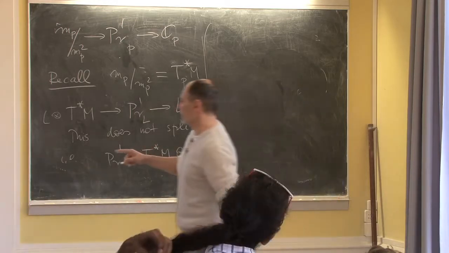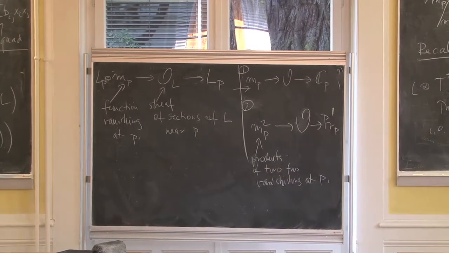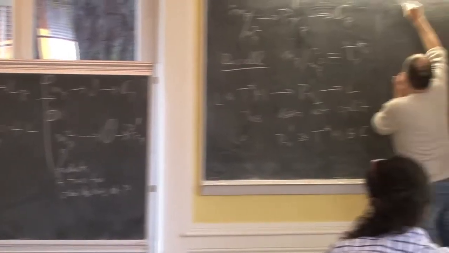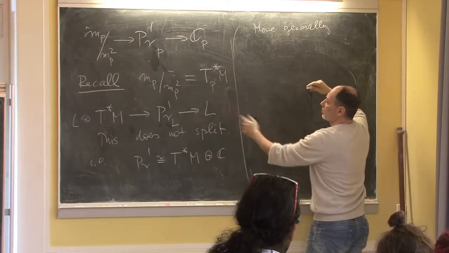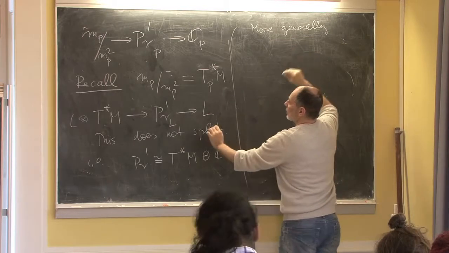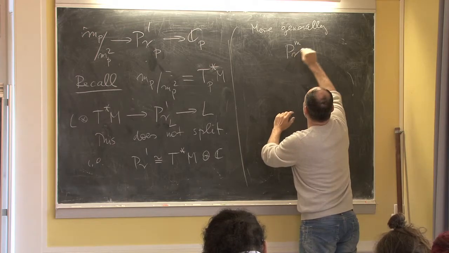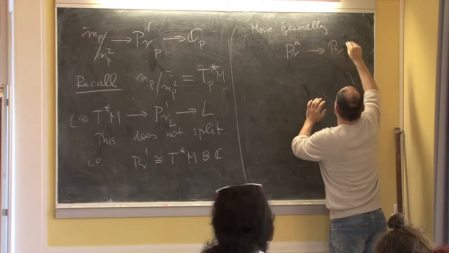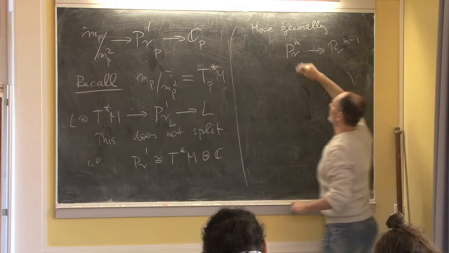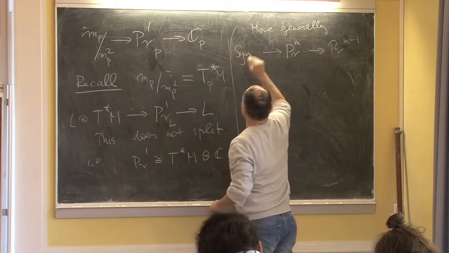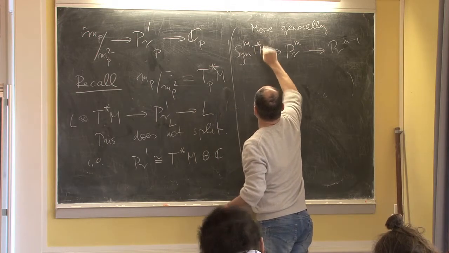What is true, however, is that we can continue this, so we can write more generally. We can also write higher principal parts. So you can have principal part m mapping to principal part m minus 1. If we know the function up to degree m, we also know the function up to degree m minus 1. And here you'll have the symmetric power of degree m of T star of M.